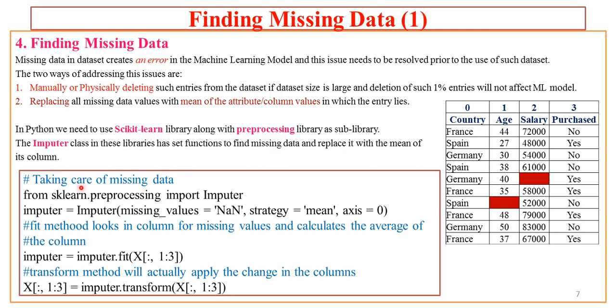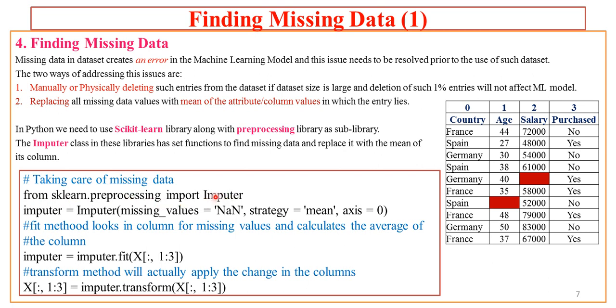Now how to do it? Let us try to understand the code here. I have put here a comment, taking care of missing data. So I have imported the Imputer class from the preprocessing library of sklearn. This scikit-learn library is known here as sklearn. So from sklearn.preprocessing import Imputer.